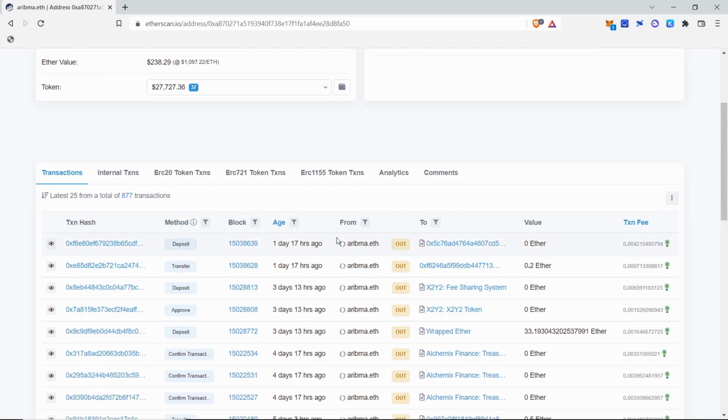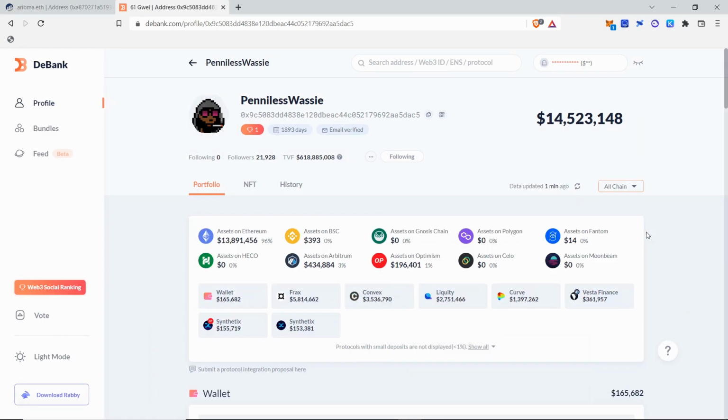So we'll use another tool called Debank to help out with this. Debank is a portfolio tracker. It shows you all the assets held by a wallet.